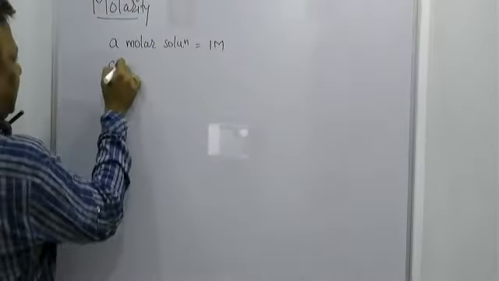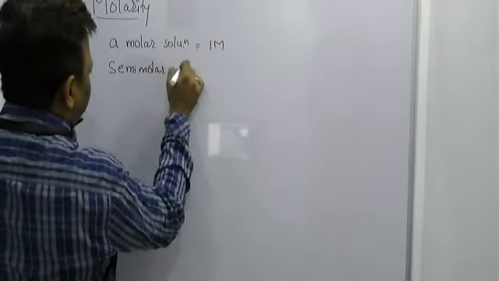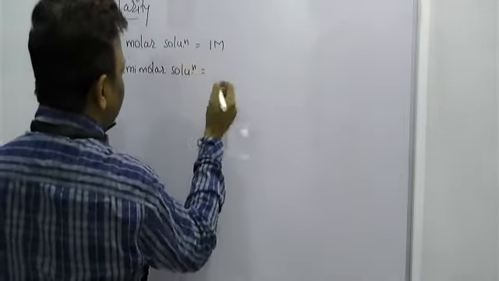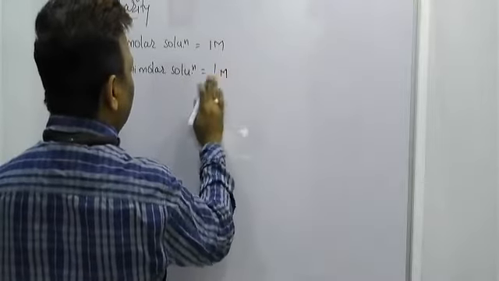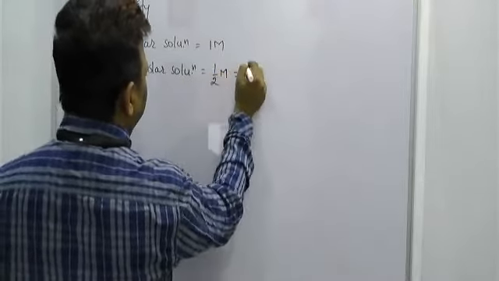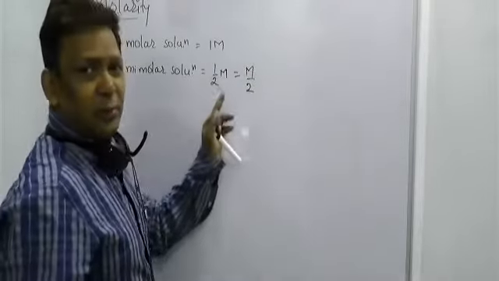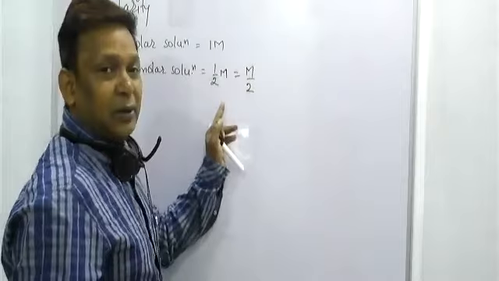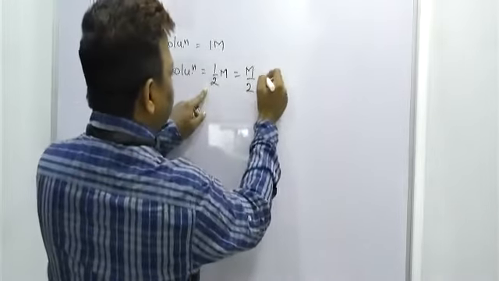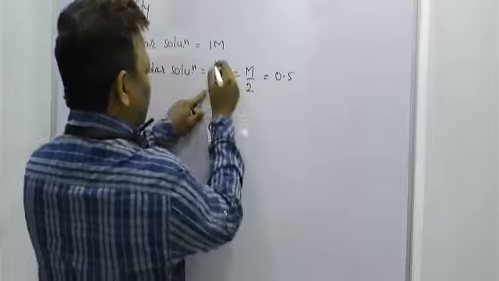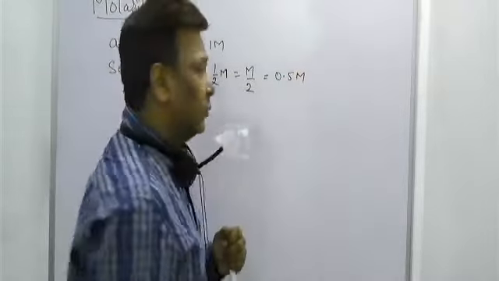If they are saying it is a semi-molar solution, a semi-molar solution means 1 by 2 molar. 1 by 2 molar is semi-molar. It can be written as M by 2. Is it clear, beta? Semi-molar means half, 1 by 2 molar, nothing but M by 2 molar. By solving 1 by 2, it is 0.5, so the molarity becomes 0.5 molar.